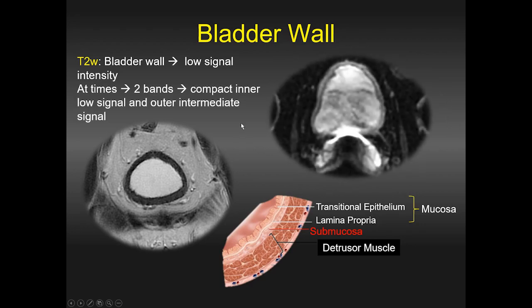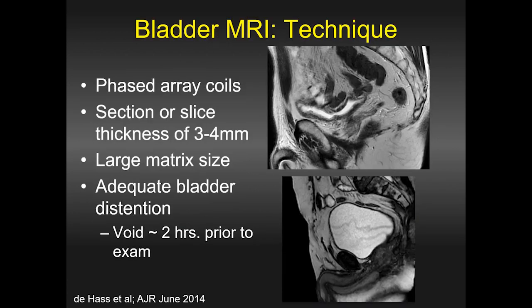And here is a low B value diffusion weighted image, which is similar to a T2 weighted image, showing the banding of the muscle layer a little bit better, where you can see that there is an inner darker layer that is seen adjoining the lumen, whereas the outside is a little bit brighter. So you can appreciate these two bands, but you may not appreciate it. So that's something to keep in mind as well.